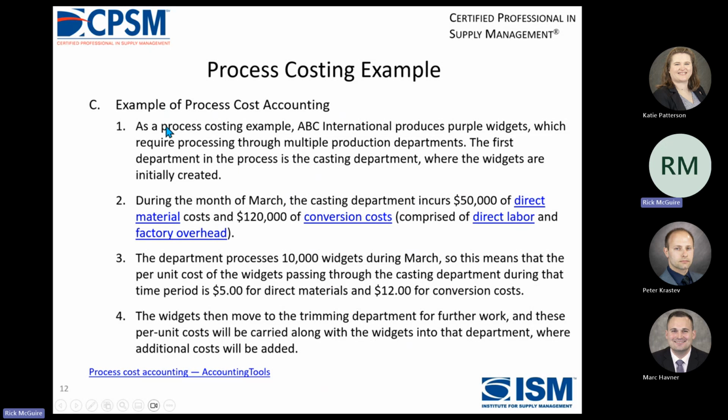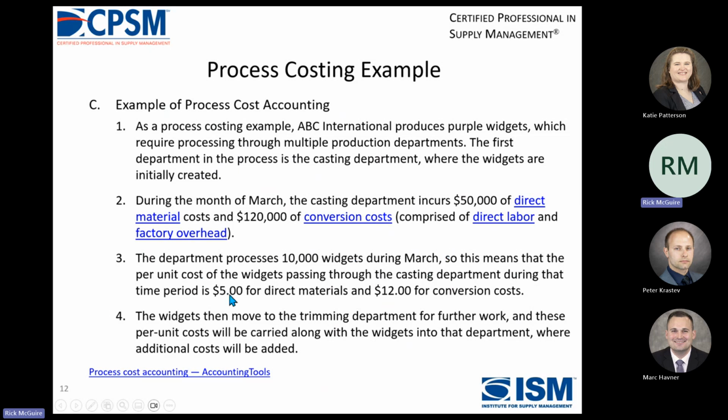Here's process accounting. ABC International produces purple widgets, which require processing through multiple departments. The first department of the process is casting. During the month, the casting department incurs $50,000 of direct material costs and $120,000 of conversion costs, which is taking the direct material and making something. The conversion costs of direct labor and factory overhead equal $120,000. And the department processes 10,000 widgets in March.